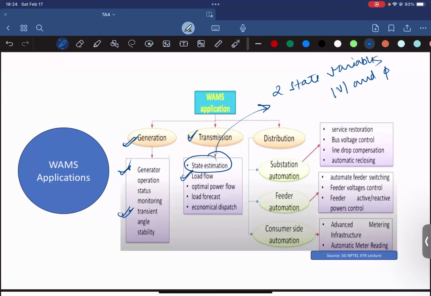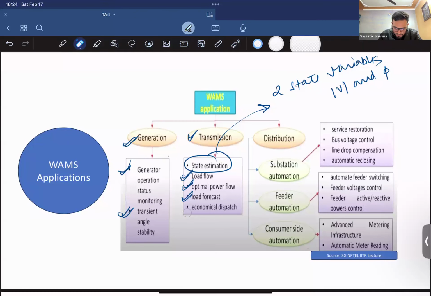and angle. It is used for load flow, for optimal power flow, for forecasting, and for economic dispatch. So you want to dispatch resources economically, right? You solve an optimization problem for that as well. People who are interested can check. For that as well, you require PMUs in order to get the real-time info of the system. Until and unless you know how the system is behaving in real time, you won't be able to do the economic dispatch. And for that, PMUs come into play.